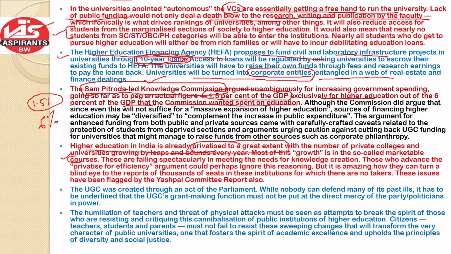by saying that we as students, teachers and parents must not fail to resist these sweeping changes, these changes of making the higher educational institutions corporate entities, privatized entities. So we must challenge that, we must speak up and say that the spirit of academic excellence, diversity and social justice will be upheld only when public funding is given to these universities, when they are not privatized, because there is already a great extent of privatization in the country. So this was the article regarding higher education.